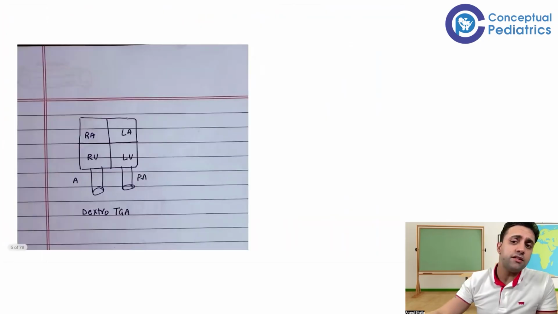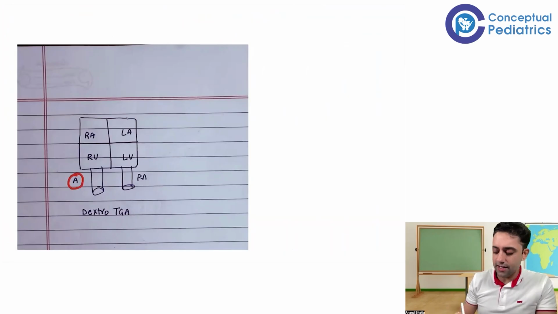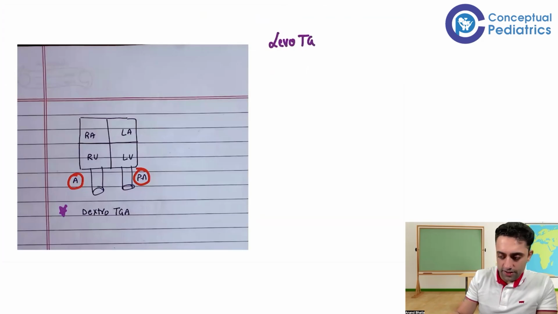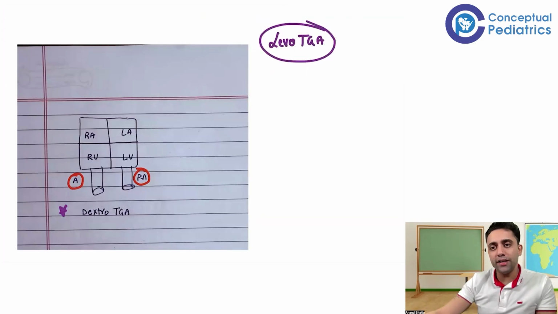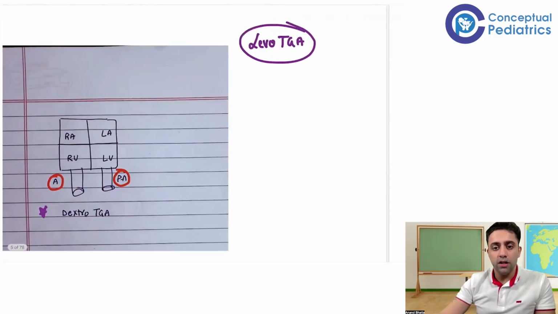Next, this TGA is also known as dextro-TGA. The one TGA where I told you that the right side is the aorta and the left side is the pulmonary artery, so this is naturally known as dextro-TGA. There is something known as Levo-TGA also. Number 1 is dextro-TGA, where the right side is the aorta and the left side is the pulmonary artery.